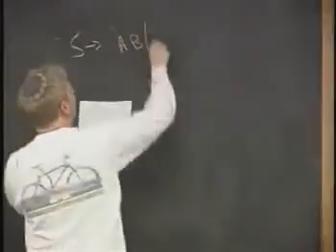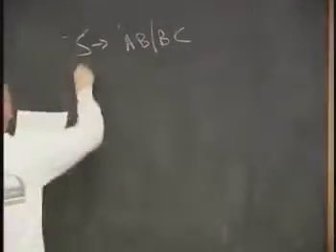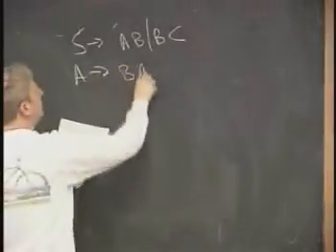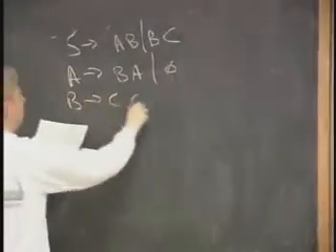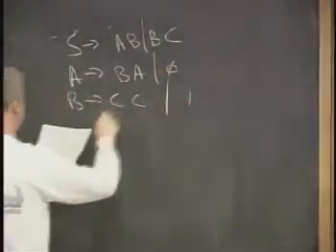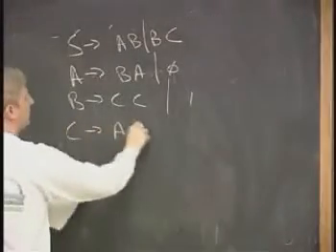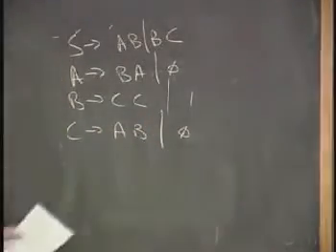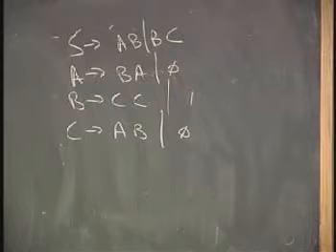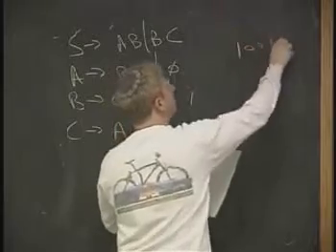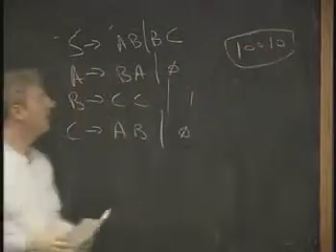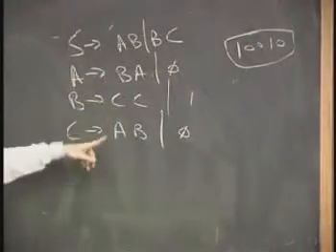Here's the grammar we're going to parse today. S goes to AB and BC. A goes to BA and 0. B goes to CC and 1. C goes to AB and 0. We're going to try to parse this grammar. Here's the string we're going to parse it for: 1, 0, 0, 1, 0. Can this string be generated by this grammar?